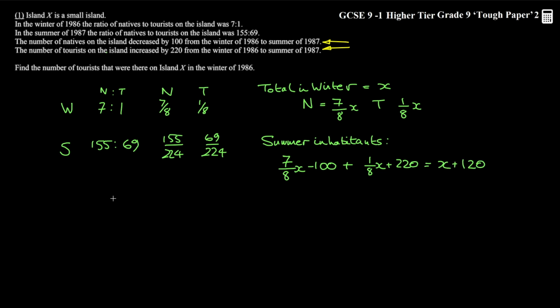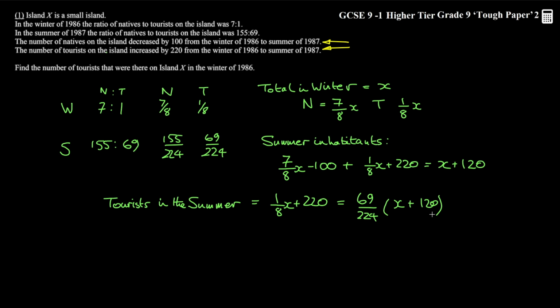So I can say that the tourists in the summer must be equal to the proportion they occupy of the total, which is 69 over 224 of the total of tourists on the island in the summer, which is x plus 120. Well, we've got an equation in x, and it's therefore solvable.